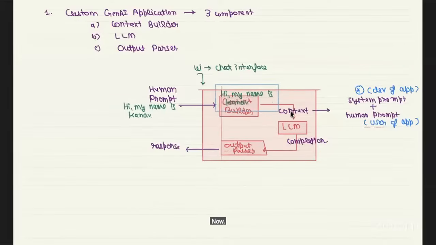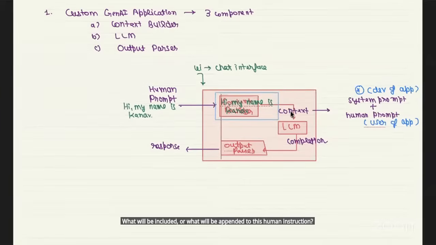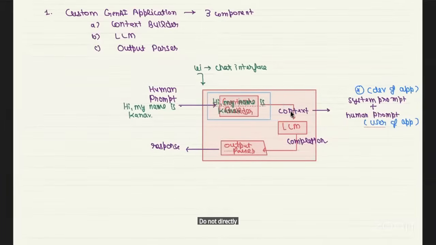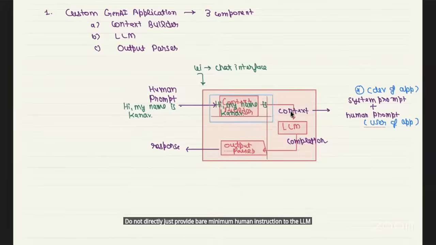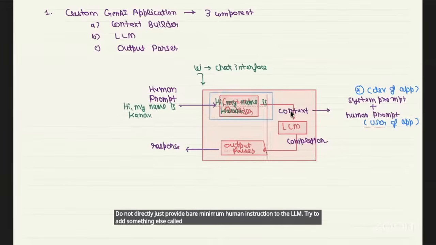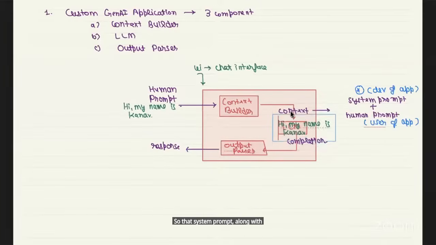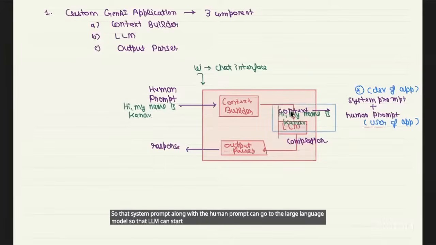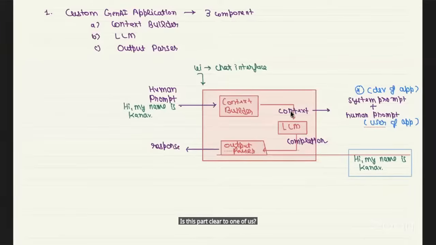Now, what will be included in the context? What will be appended to this human instruction? Yes, maybe add the system prompt to this human instruction. Do not directly provide the bare minimum human instruction to the LLM. Try to add something called a system prompt to this instruction so that the system prompt along with the human prompt can go to the large language model so that the LLM can start building completions out of it. Is this part clear to all of us?